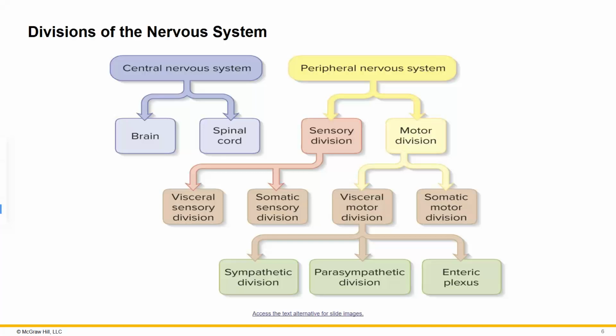Very similarly, we're talking about causing the movement: voluntary movements, so organs that are normally under voluntary control, like our skeletal muscles, or the movement of visceral organs, and those are normally not under voluntary control. Under the visceral motor division, we can break that down further into the sympathetic, parasympathetic, and enteric plexus.